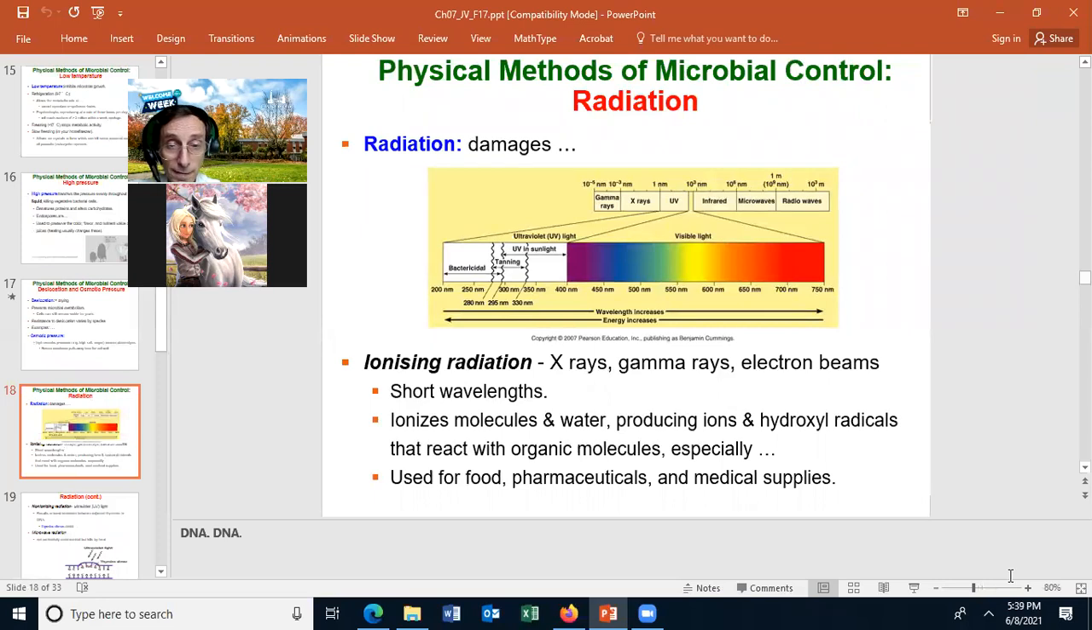Ionizing radiation, such as X-rays, gamma rays, and electron beams, have a short wavelength, and they ionize molecules in water, producing ions and hydroxyl radicals. And then these molecules bump into other organic molecules in the cell, damaging those molecules. Especially when they bump into DNA, they can cause mutations. And if you get too many mutations in the cell, you'll kill the cell. Any question about any of that?